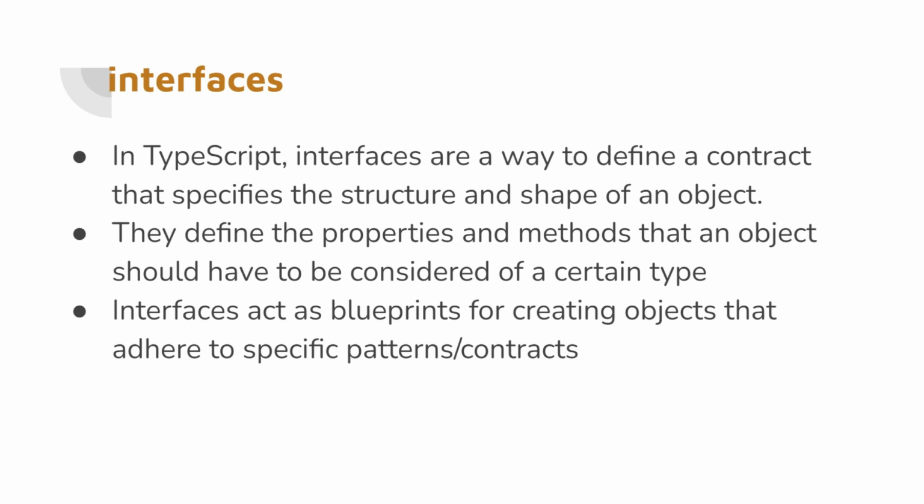Interfaces are the way to define a contract, how an object should look, what is the structure and shape of an object. That means what kind of properties and their data types, and what are the methods that an object can contain to specify it as a certain type. An interface acts as a blueprint for creating objects that follow specific patterns and contracts.